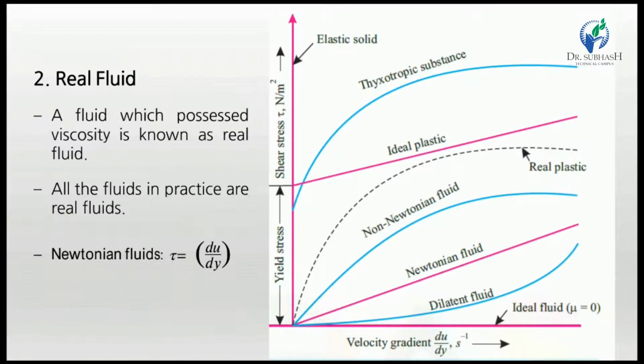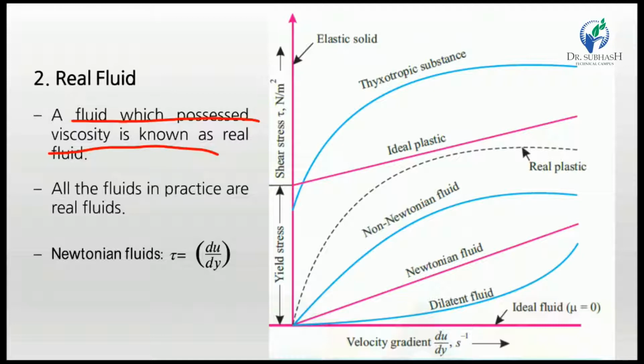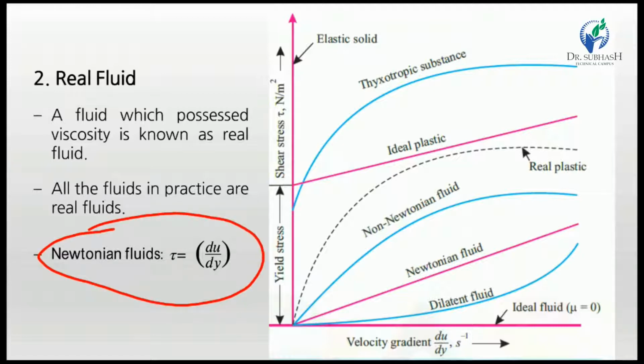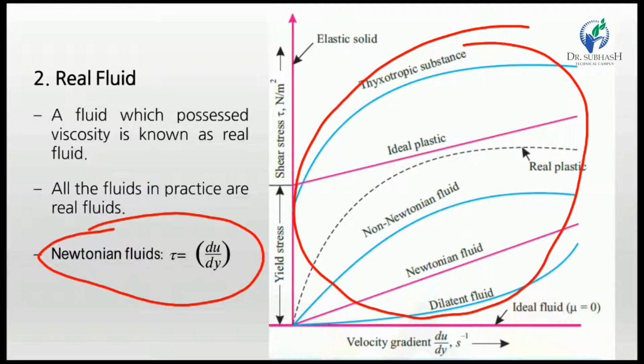Now next is the real fluid. The fluid which possesses viscosity is known as a real fluid. All fluids in practice are real fluids, which have viscosity. We earlier discussed that all fluids have viscosity, so all fluids are real fluids, and real fluids fulfill this equation, shear stress is equal to mu du by dy. So in this graph, all fluids which have viscosity are real fluids.